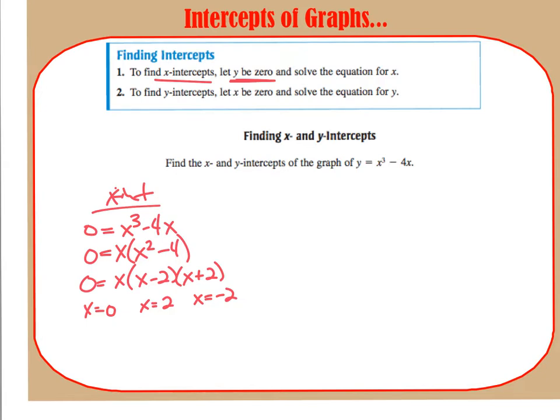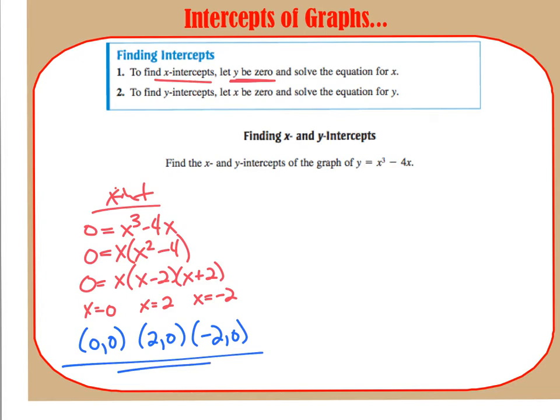We make them ordered pairs. So now I end up having (0, 0), (2, 0), and (-2, 0). And those are my x-intercepts. Because if they cross the x-axis, y equals what? 0. Because that's what the x-axis is.